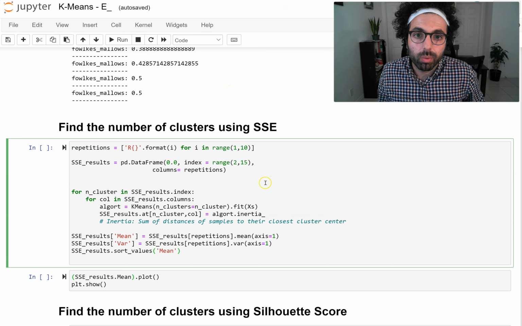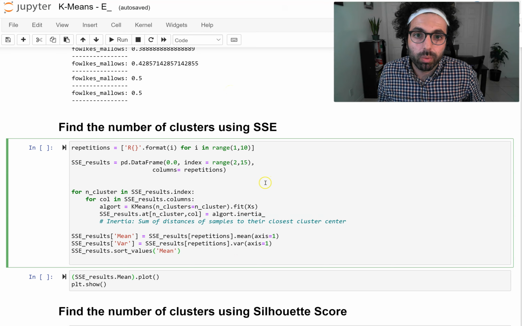We have the mean and variation. We can see that, as we go from 2 clusters upward, we are improving our SSE. And I just talked about how that should be expected. The fewer clusters you have, the less compactness, the higher number of clusters you have, the more compactness in your groups. Therefore, SSE is going to be lower.